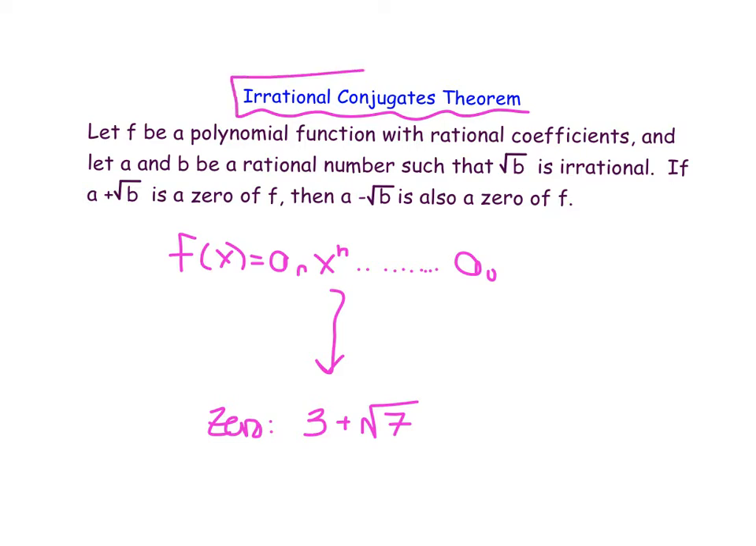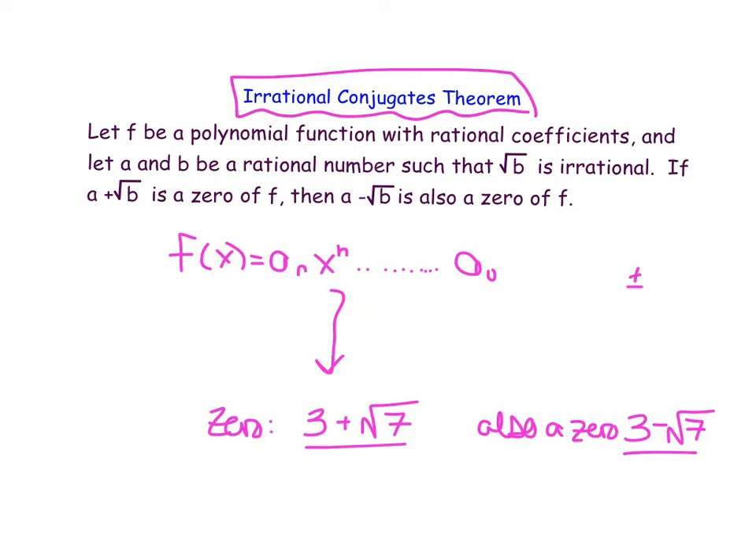What the irrational conjugates theorem states, and this is because of the quadratic formula, is that if we get a zero that looks like 3 plus the square root of 7, there is also a zero at 3 minus the square root of 7. It's going to contain both, because if we were to complete the quadratic formula, we would have that plus or minus in front of that square root, and so we would have both. So as we complete our examples today, we need to make sure we've accounted for all zeros using the irrational conjugates theorem. Anytime there's a zero that contains a square root, there will be a positive and negative version of that particular root.